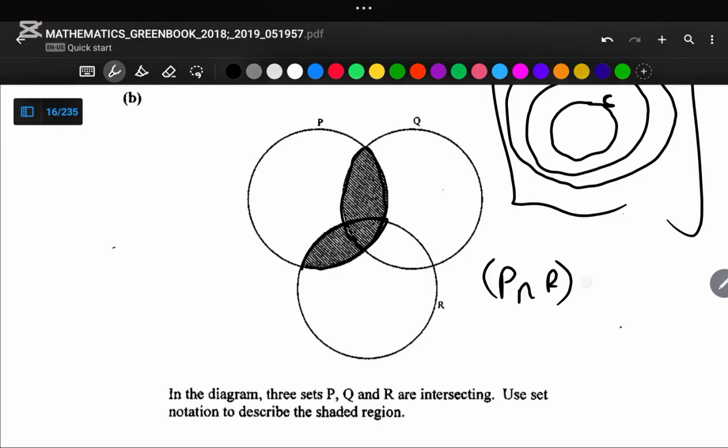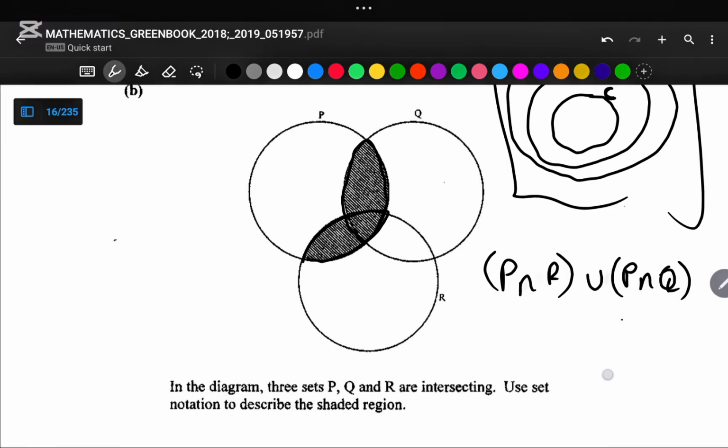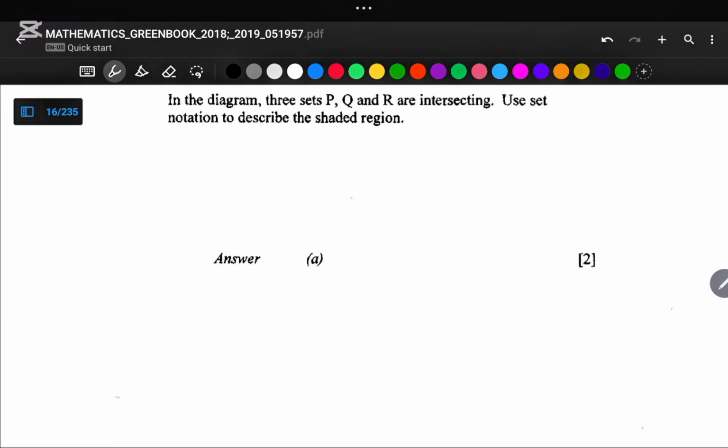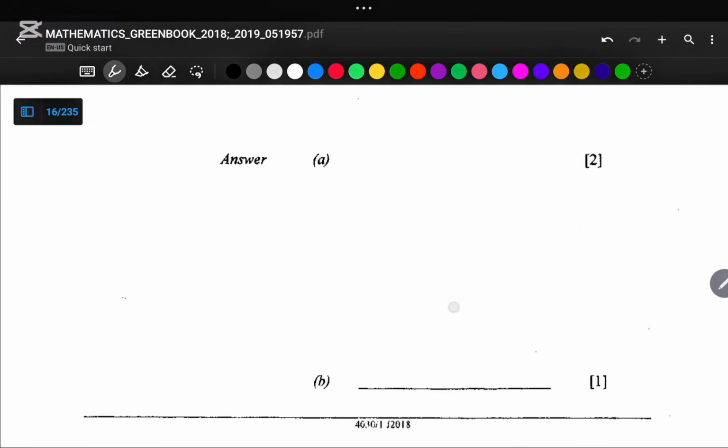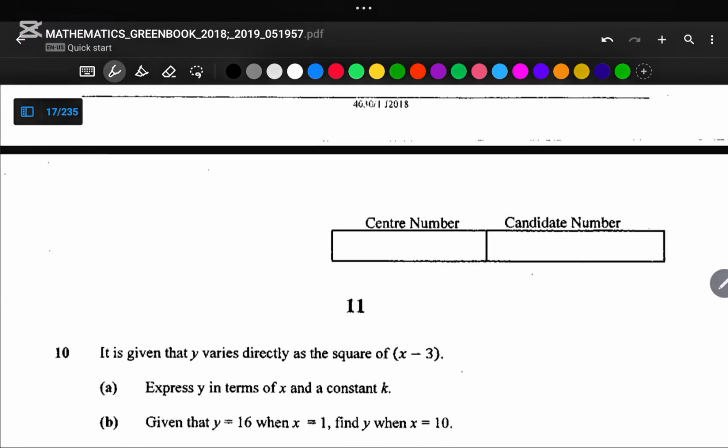So it is the union of these two intersections. Union is just the sum, where we are adding up the two intersections. So it is the intersection of P and R union the intersection of P and Q. So that is our answer. Okay, and let us move on to number 10.